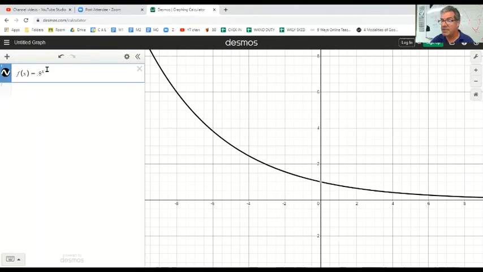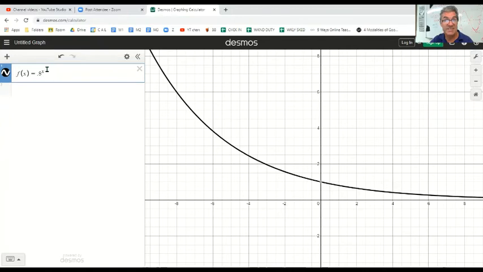Now let's take a minute and think about what we did. 0.8 is less than 1. So each time we raise the power, we're multiplying 0.8 by itself one more time. So it's 0.8 times 0.8 times 0.8. So as x increases, f of x is going to decrease.